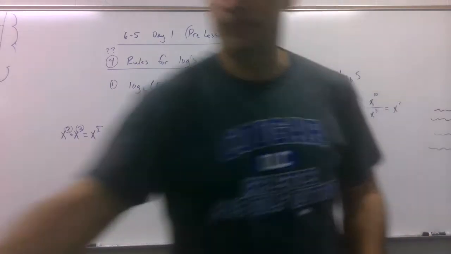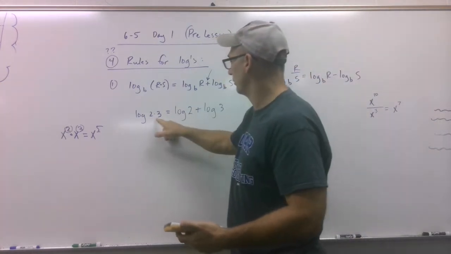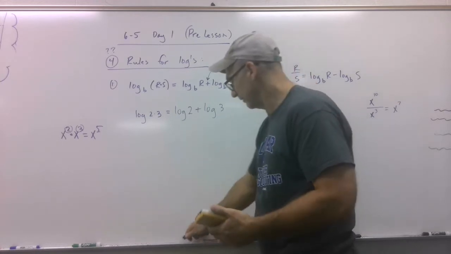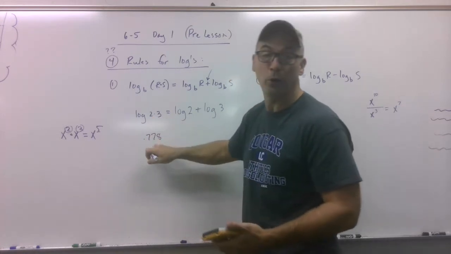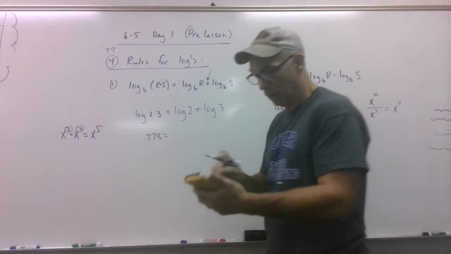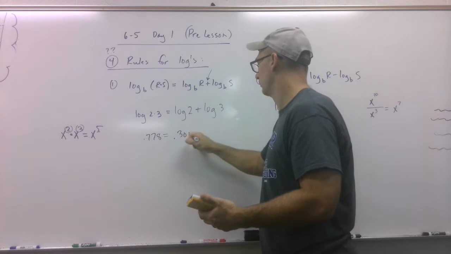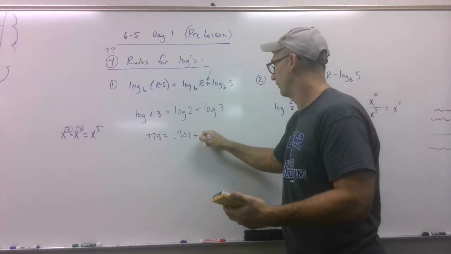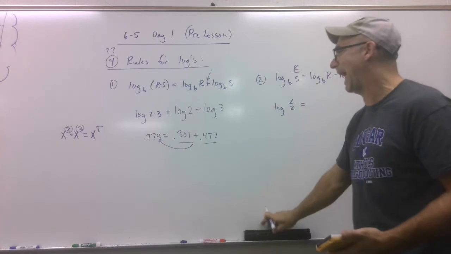Now give me a moment of your time, and let's take a look at this, and let's make sure this rule works. So right over here, 2 times 3 is 6. If I go log 6, I get 0.778. Now, you're not going to have to do this on your homework. I'm just proving to you that these work. Log of 2, 0.301. Log of 3, 0.477. What do you think this plus this equals? You got it. It equals that exact thing.